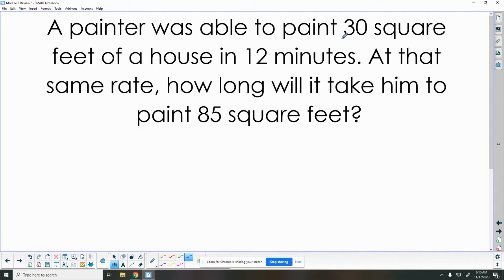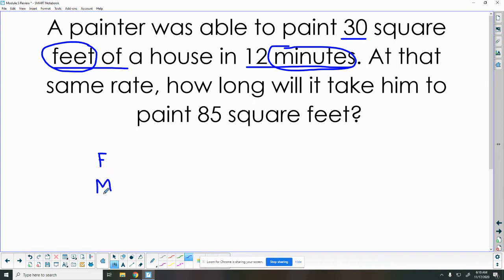A painter was able to paint 30 square feet of a house in 12 minutes. So we're comparing feet and minutes. So here's my feet, here's my minutes. I always want to start with these labels to make sure I get everything lined up. So we know we have 30 feet, and they do that in 12 minutes. At that same rate, how long will it take him to paint 85 square feet? So I want you to think about, where is 85 square feet going to go? Is it going to go on the top or the bottom? So think about, where are the feet? So try that.